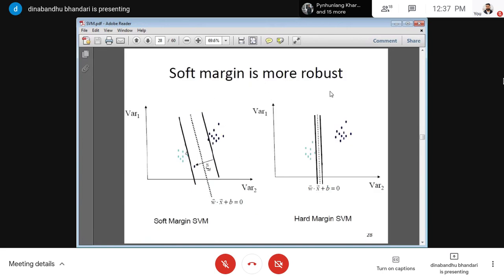Soft margin is more robust. That's what they say. Maybe you accept a couple of errors, but it is very nice. Otherwise, you would have got a very small margin. So soft margin and hard margin have some differences. Anyway, depending on the value, you can adjust the value of C and you can go for soft or hard.